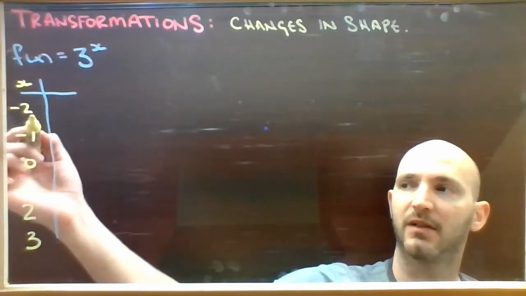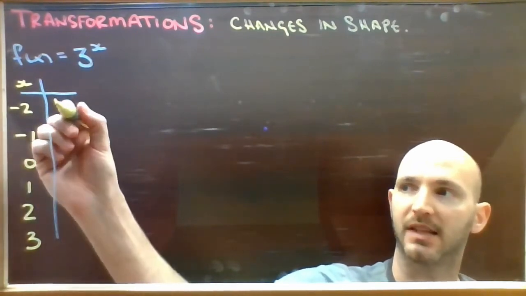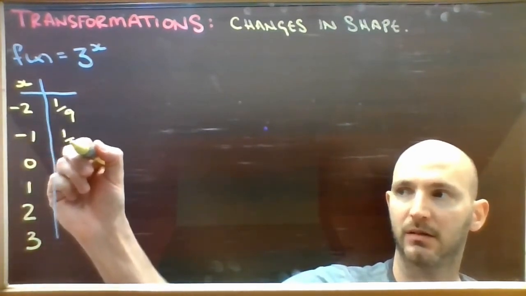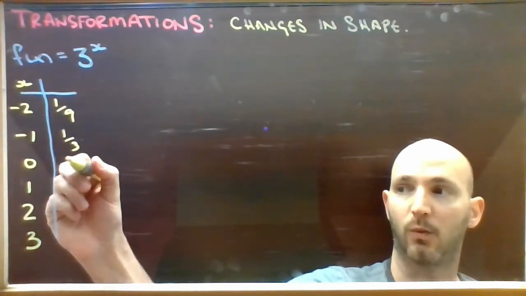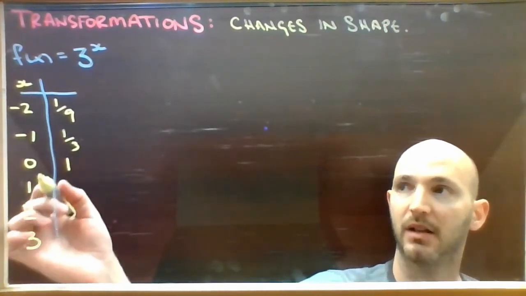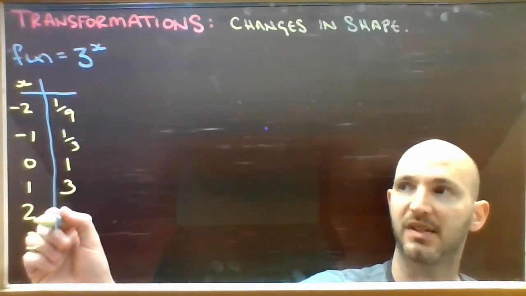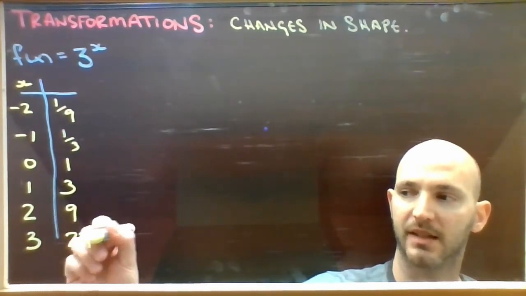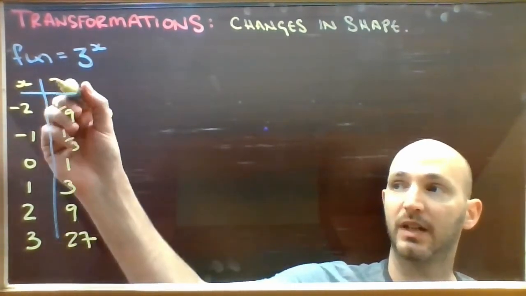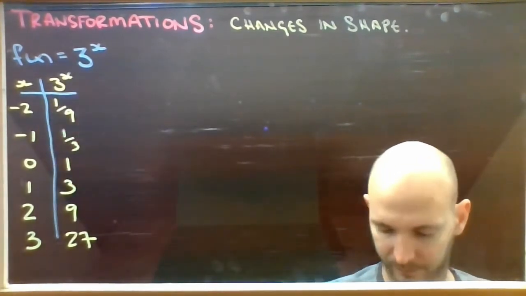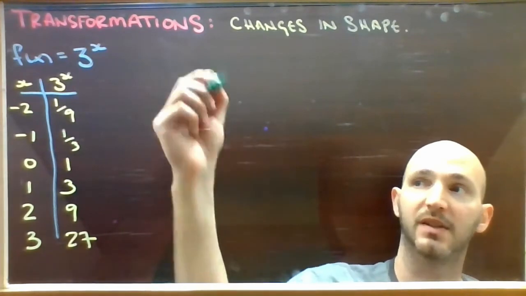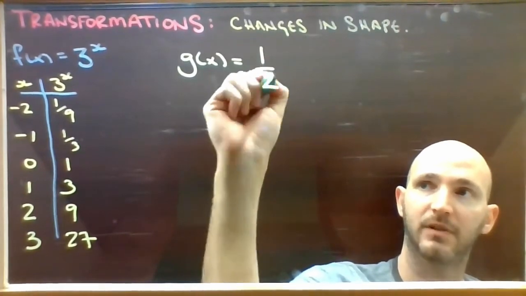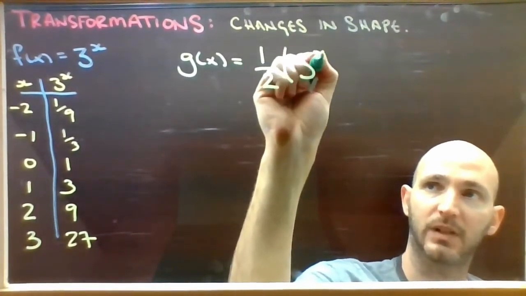So 3 to the -2 would be 1 over 3 squared. That's 1/9. 3 to the -1 would be 1 over 3. 3 to the 0 is 1, because anything to the exponent 0 is 1. 3 to the power 1 is 3. 3 squared is 9, and 3 cubed, as previously advertised, is 27. So that's 3 to the exponent x. So the function I'm going to try and transform then would be g of x is 1/2 of 3 to the exponent x.